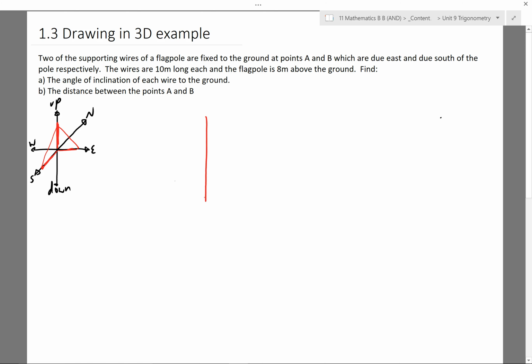Here's my flagpole, 8 meters tall. To the south, there's a supporting wire, which is 10 meters long. And to the east is another supporting wire, which is 10 meters long. We've called these A and B in that order. This can be my flagpole, and the base of it, doesn't matter which letter you choose, H, for the hole in the ground.